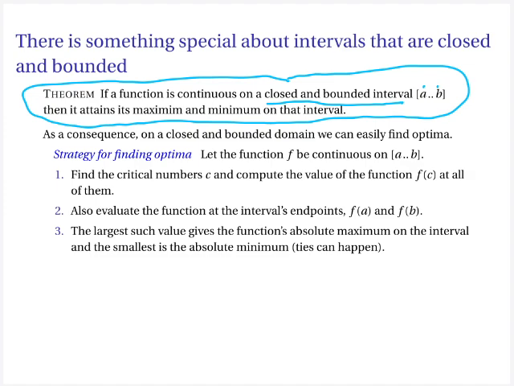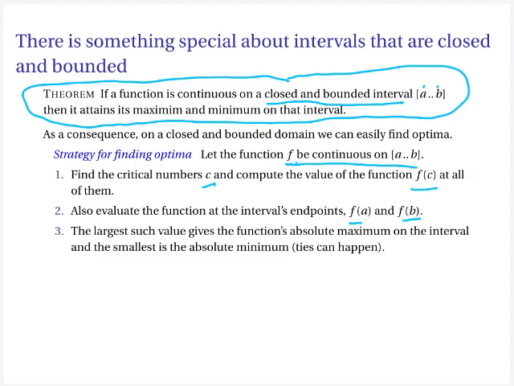So what we then have is a strategy for finding optima. If we're given a function that's continuous on a closed and bounded interval, you find the critical numbers and you write down the value of f of c for all those c's. You also write down f of the start point and f of the end point. That gives you a table with a bunch of numbers in it. The highest number is going to be the highest value. The lowest number is the lowest value. You found the maximum. You found the minimum.